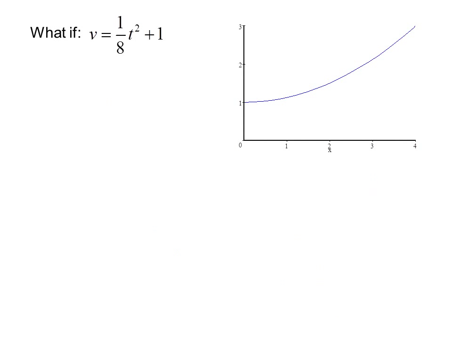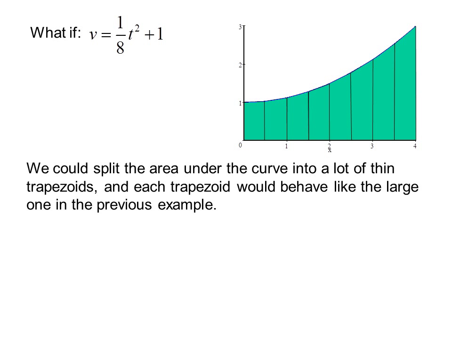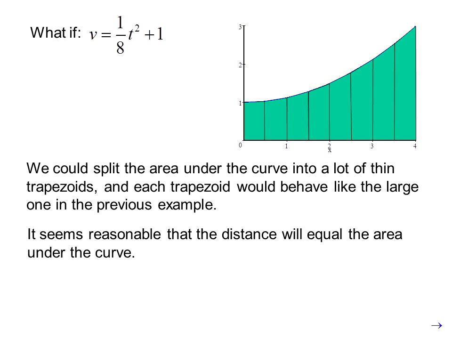What if we had v equals 1/8 t squared plus 1? We could still split the area under the curve into a lot of thin trapezoids, and each trapezoid would behave like the large one in the previous example. If the trapezoids are narrow enough, we get a very good approximation. It seems reasonable that the distance will equal the area under the curve.